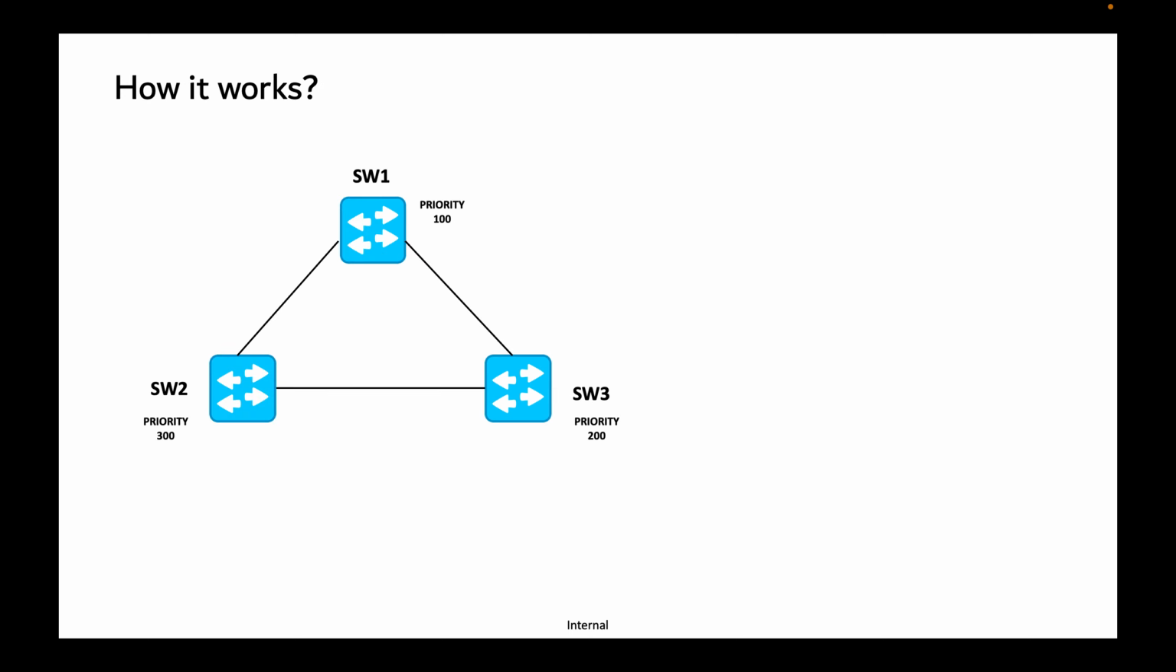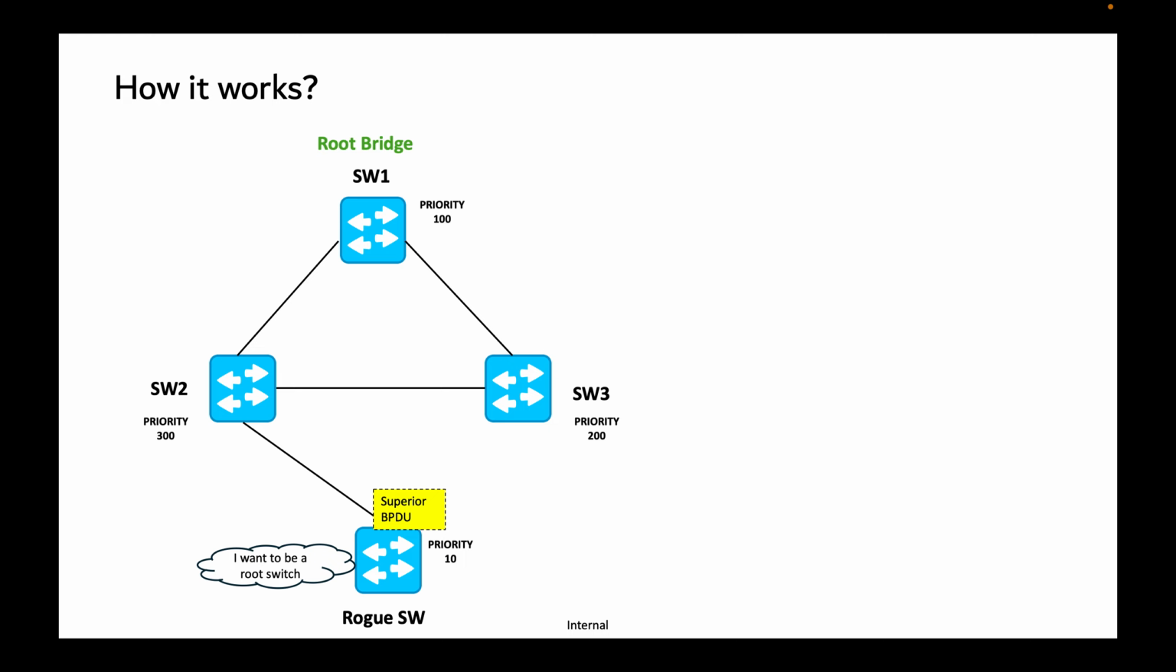Let's see how it works, or how it is implemented. To understand why it might be useful, let's consider a small topology with three switches. The switch with the lowest priority becomes the root bridge. So we have configured switch 1 to become the root bridge. Imagine some hacker or some unknown user adds a switch with lower priority than switch 1. That switch will become the root switch, or would try to be the root switch, and that could be harmful for your network.